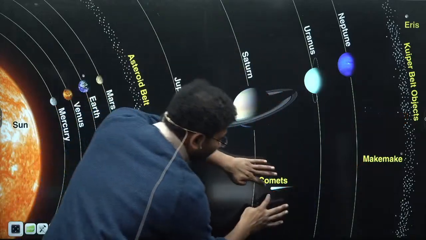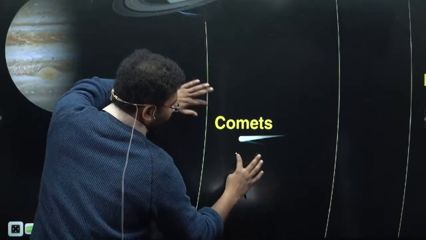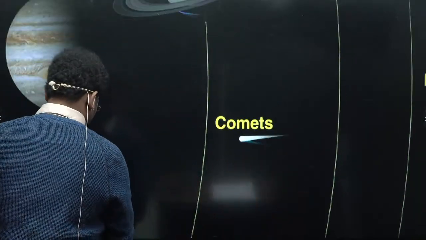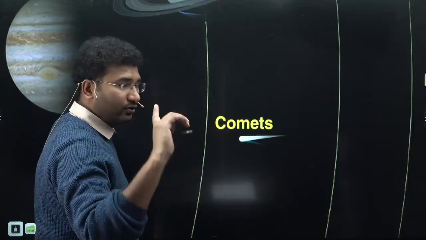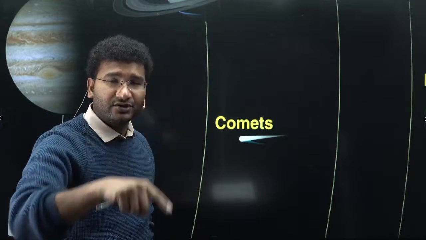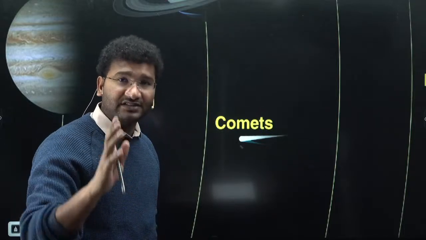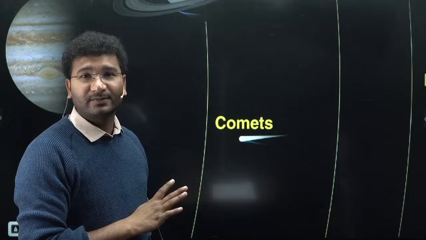If I show you, look at this particular comet. These comets are usually found near the Kuiper belt. You have to know what the Kuiper belt is. The Kuiper belt is a collection of comets. It is a collection of dust, gas and rocky substances, right?